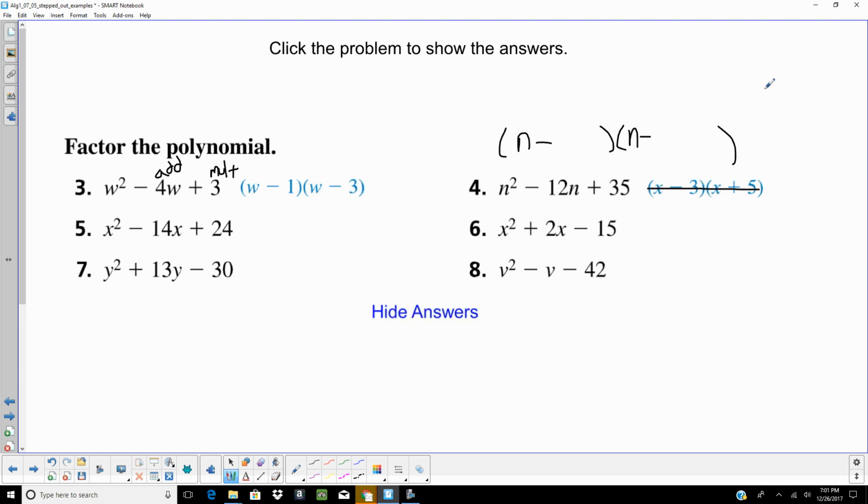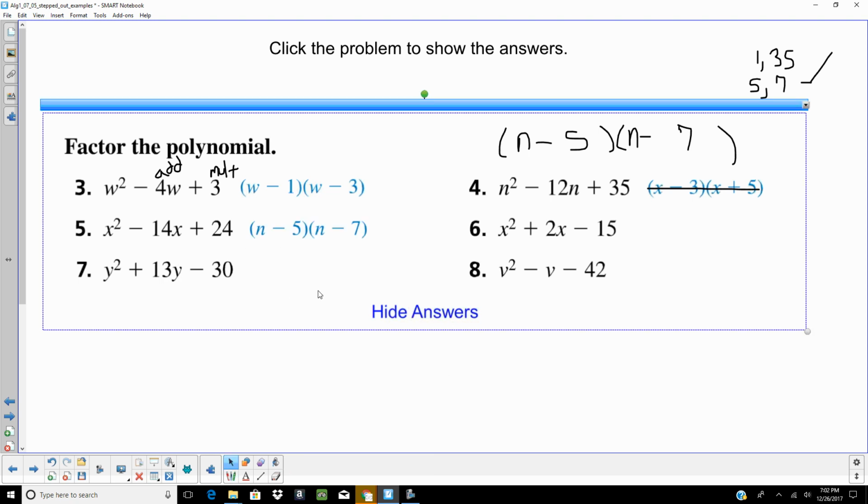So the way that I could multiply to 35 is 1 times 35, 5 times 7, and that's it. If I do that, it adds to 12. So I'm going to go with minus 5, minus 7. I am going to contact Big Ideas and tell them example number 4 has a mistake in it. Let's see if there's any more mistakes.